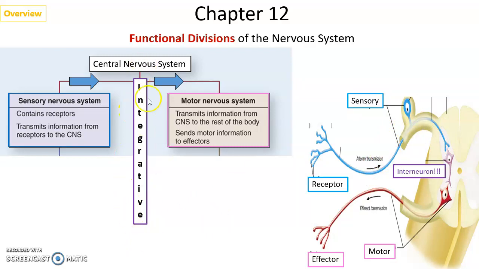Then within the central nervous system, we have the integrative functions, the processing and evaluating that information to decide if a response is needed. And then if a response is needed, it activates the motor nervous system. Motor nervous system are the neurons and nerves that go from the central nervous system out to the effectors, out to the skeletal muscle tissue, cardiac muscle tissue, smooth muscle tissue, and many various glands.